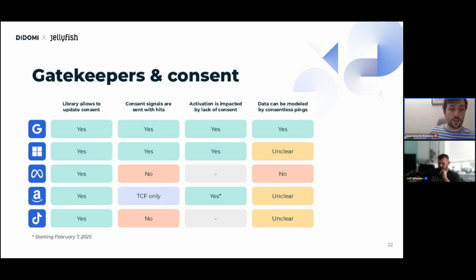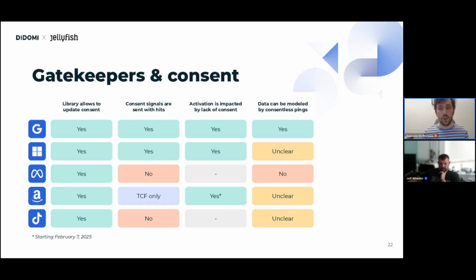Obviously I've excluded Apple because they don't have advertising solutions that apply, but looking at the main gatekeepers outside of Apple, one of the key trends is that by now, all of them have an option to update consent or tamper with consent in some way within their library. The options can be very different, but they all offer a way to communicate consent within the front-end libraries.